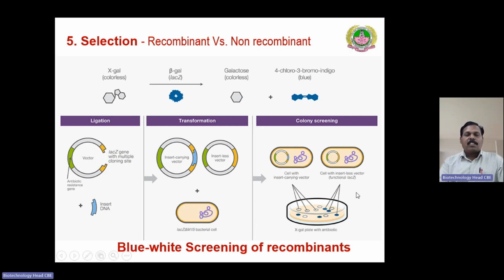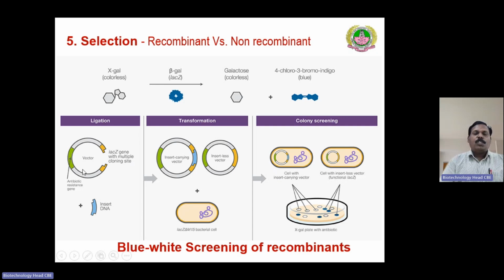The fifth and last step in the cloning process is selecting and differentiating the cells as a transformant or a non-transformant, or a recombinant DNA or a non-recombinant DNA. This is purely based on visualization experiments. So here we use the blue-white selection process, or blue-white screening of recombinants. To deploy this blue-white screening process, we need to clone the DNA fragment in an MCS region.